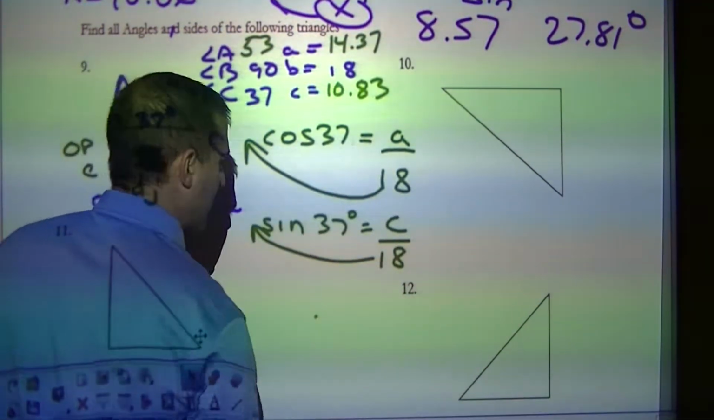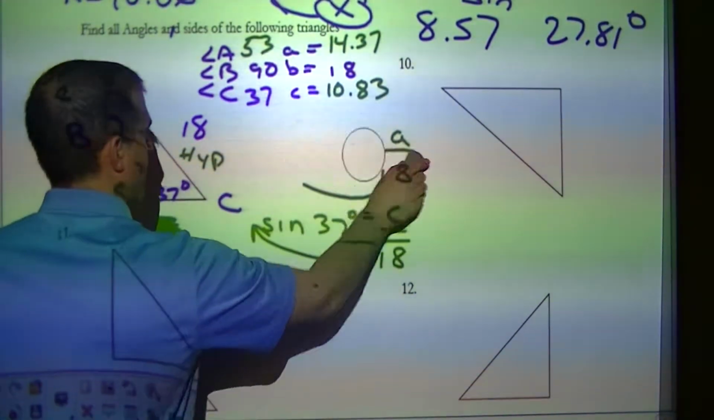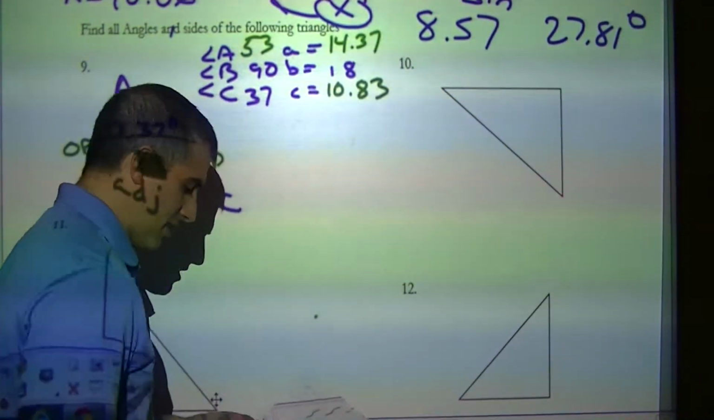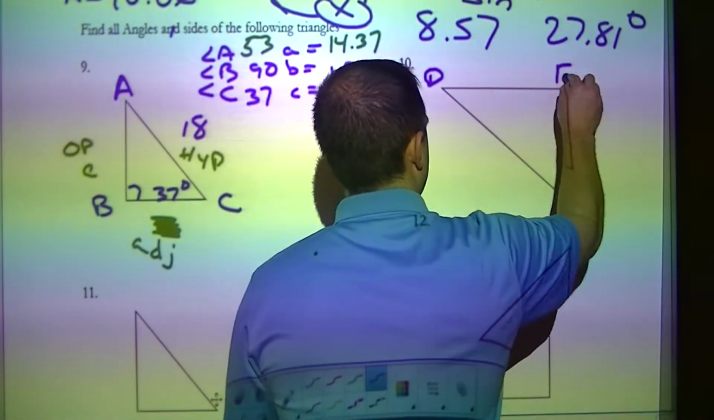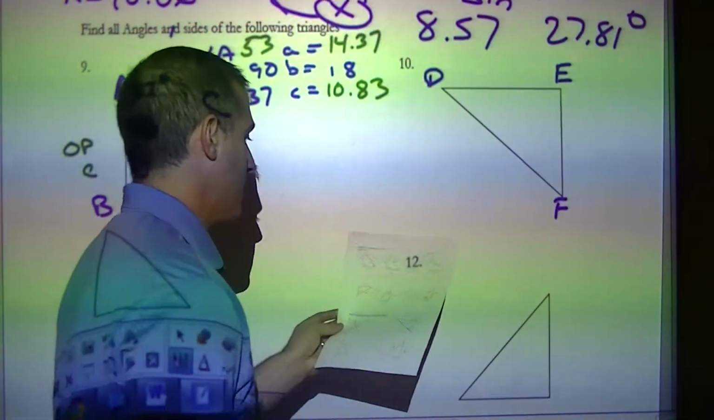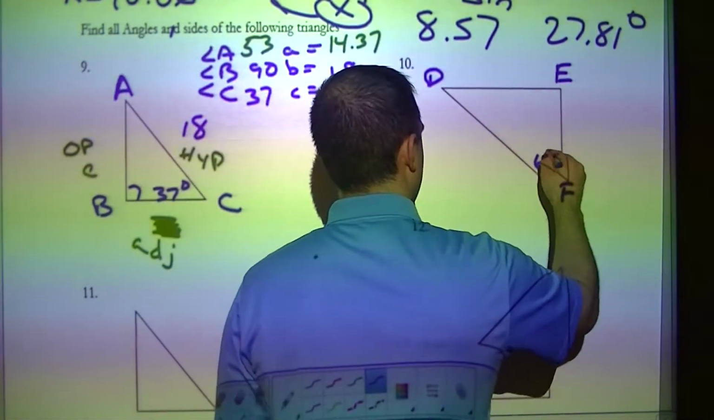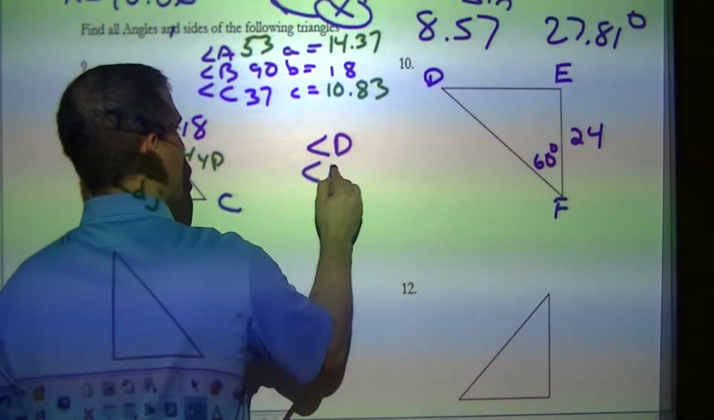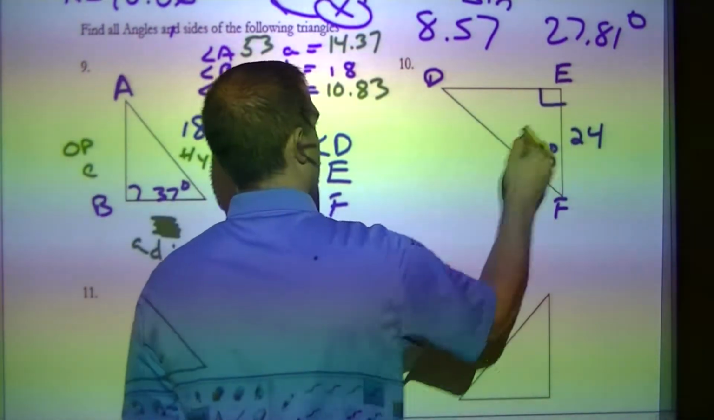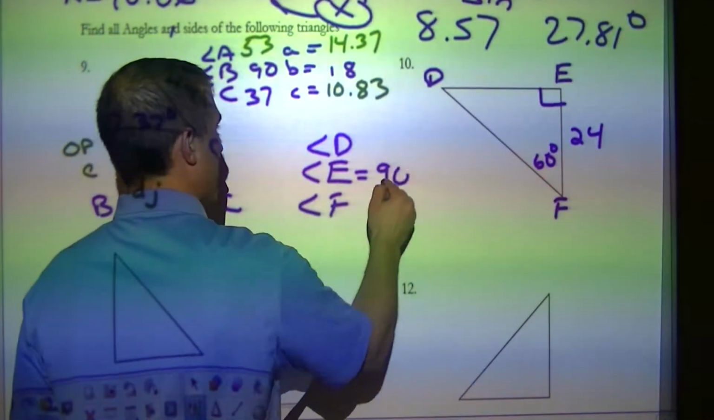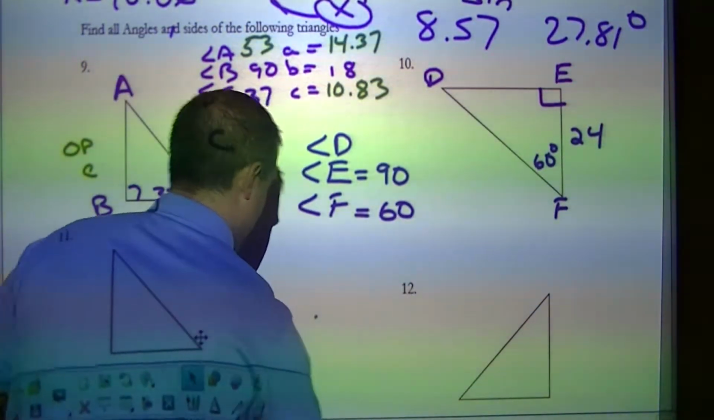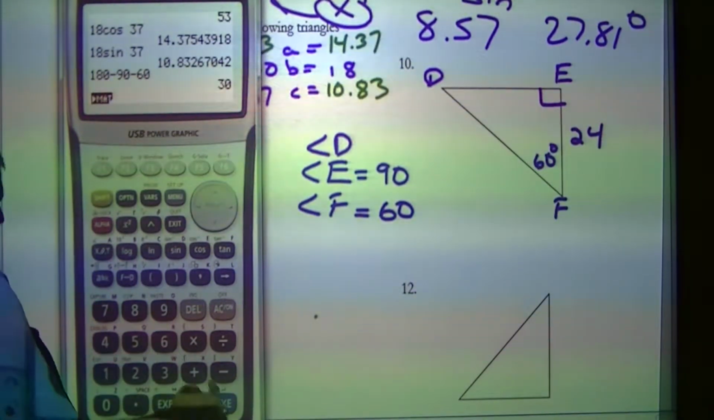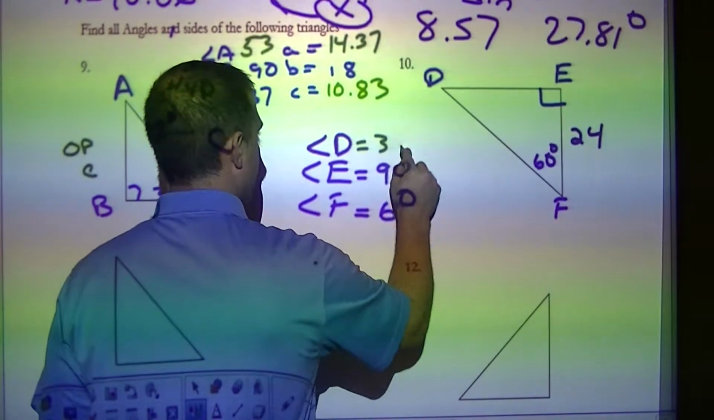I'm going to erase this right here so I have room to work on this problem. This is labeled D, E, and F. This is 60 degrees, and this is 24. Let's go ahead and write out these things. I have angle D, angle E, angle F. I already know angle E, which is 90, and I know angle F, which is 60. To figure out the missing angle, 180 minus 90 minus 60 is 30. So I got 30 degrees.